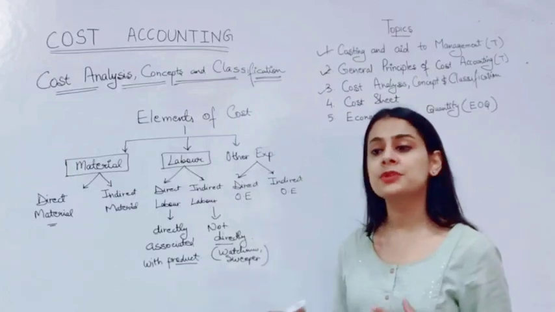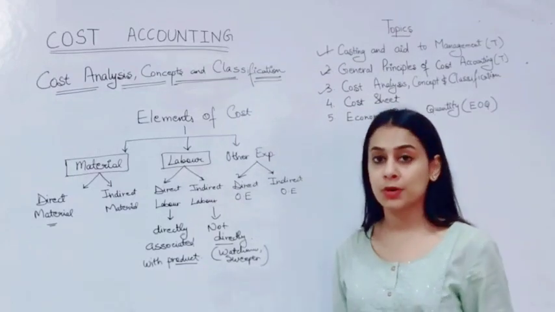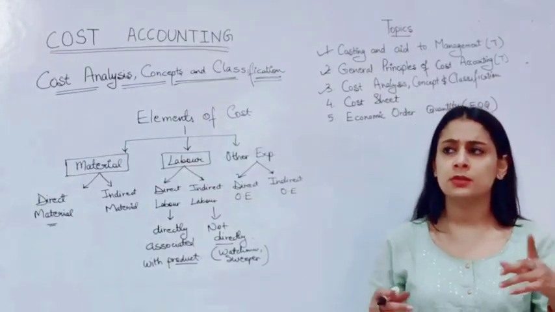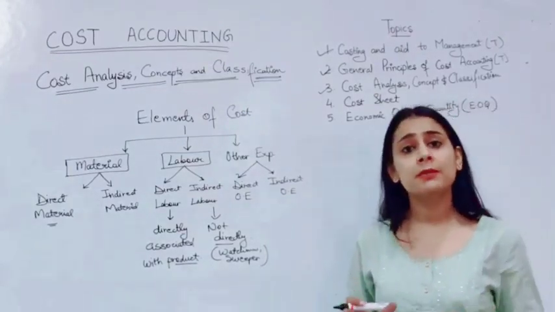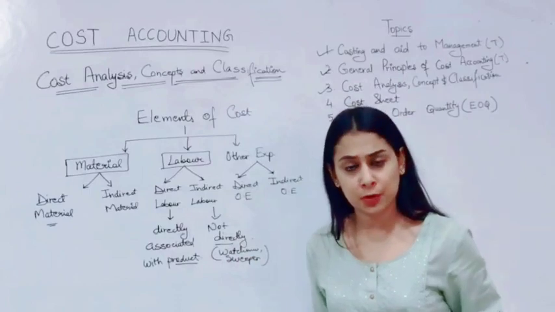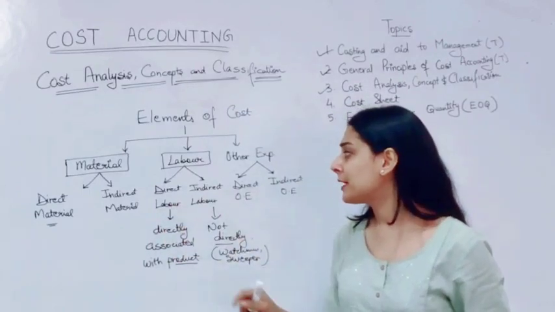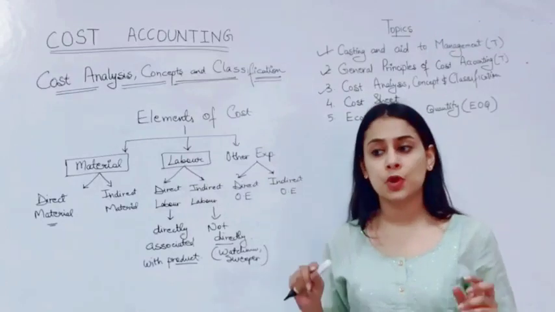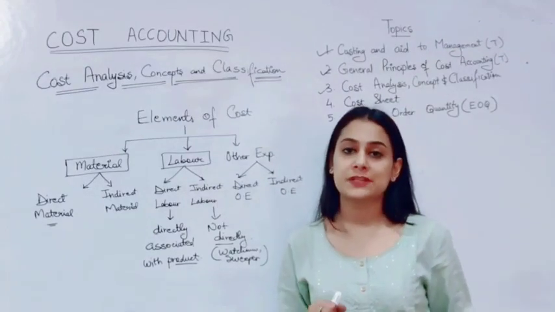It could be a person who is directly involved in the product. For example, if you are manufacturing t-shirts, it could be a cutter master, it could be a tailor, it could be anyone who is directly linked up with the product. That is a part of direct labor, whereas indirect labor is not directly associated with the product but is a part of the organization.